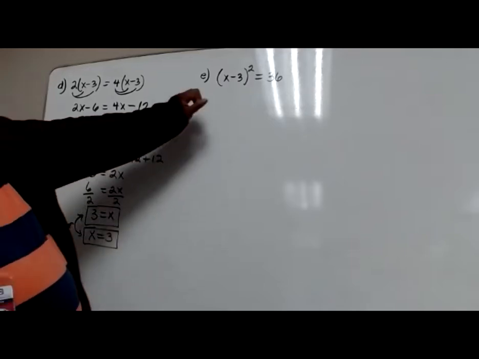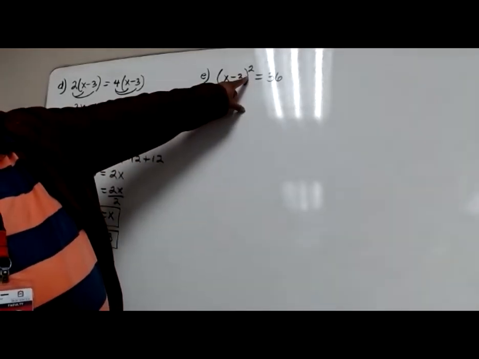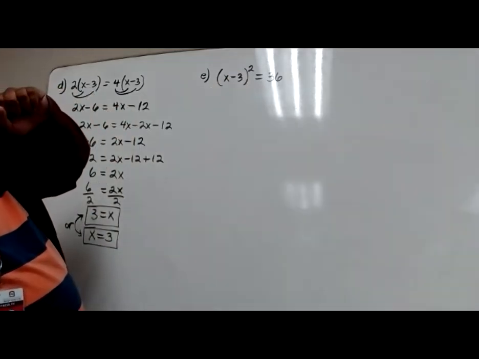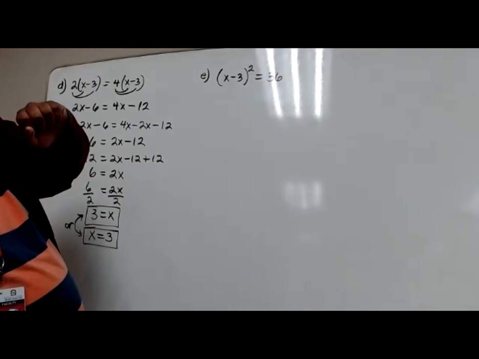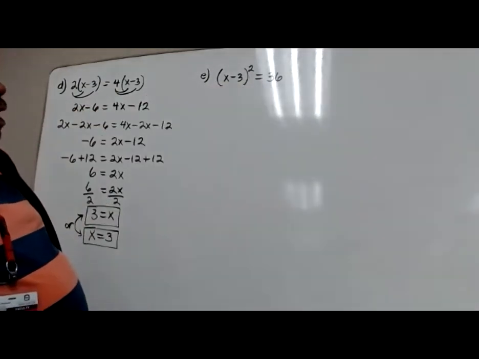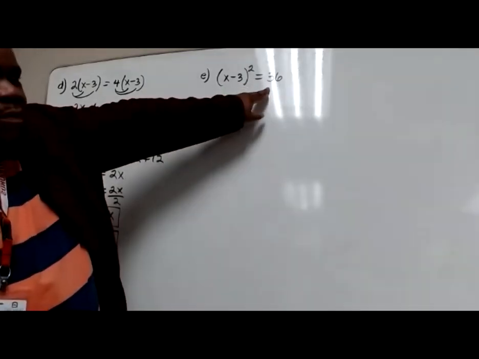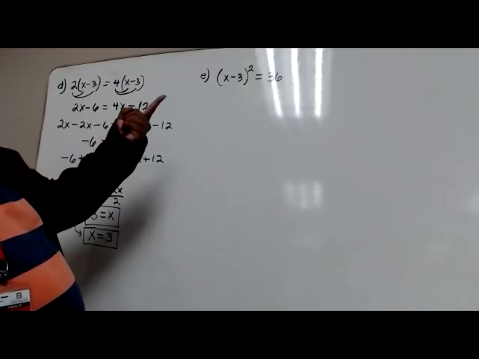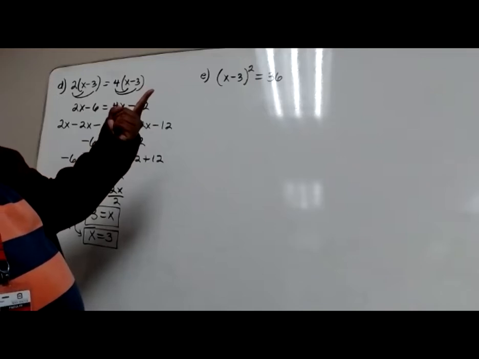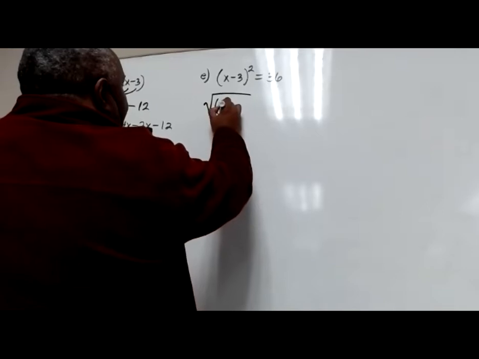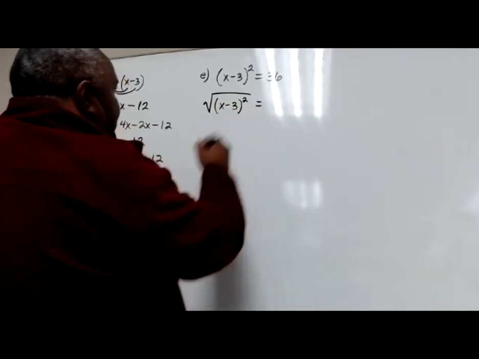I can't distribute. That I don't want to do because I've got that 36 right here. I could do that if this was a 0 on the right side. What's the opposite of squaring? Anyone remember? Square root. So here I take the square root of x minus 3 quantity squared.